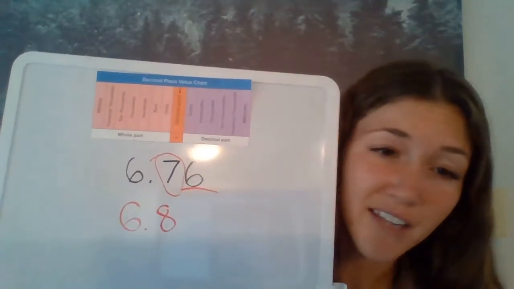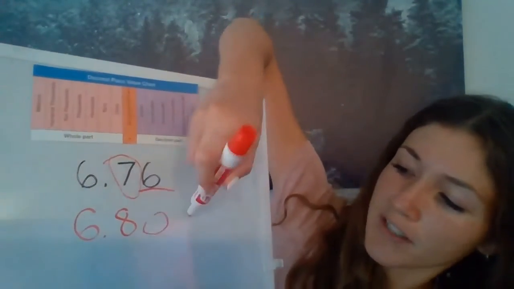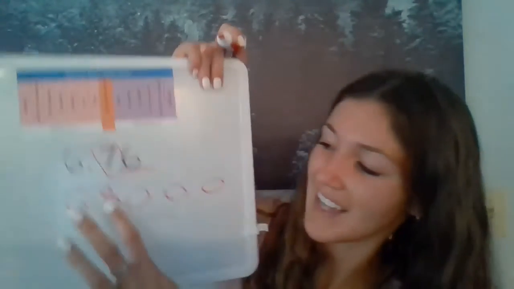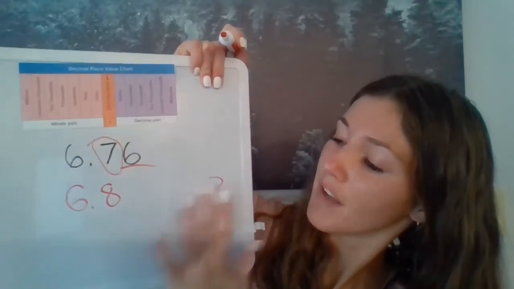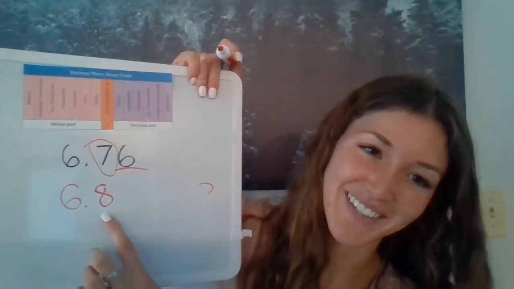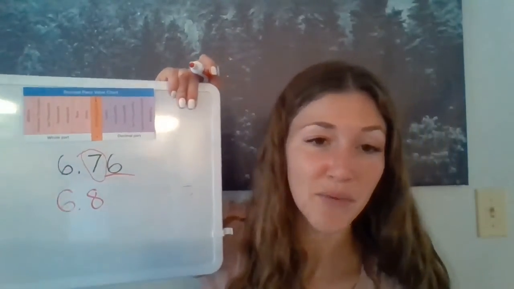And we won't write anything after. We don't need any more zeros. If we round to the tenths place, we're done. We don't need any zeros after that. All right, let's do another one.